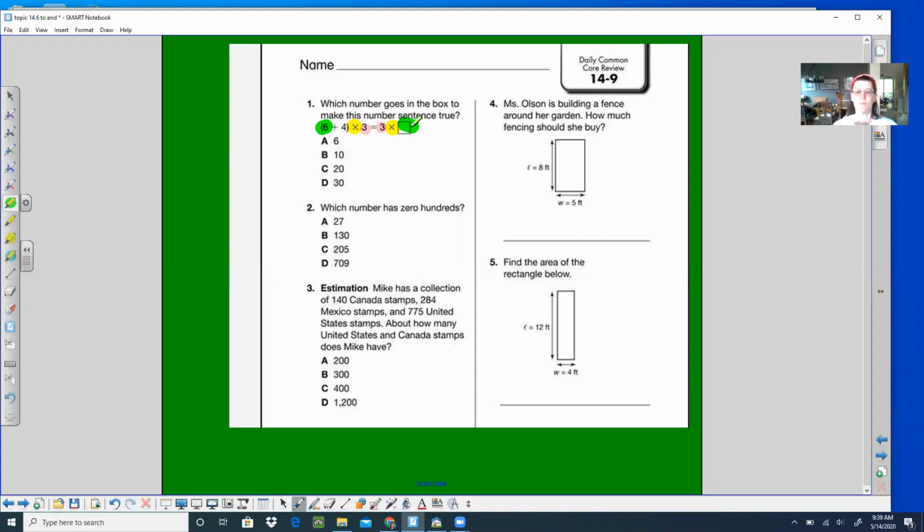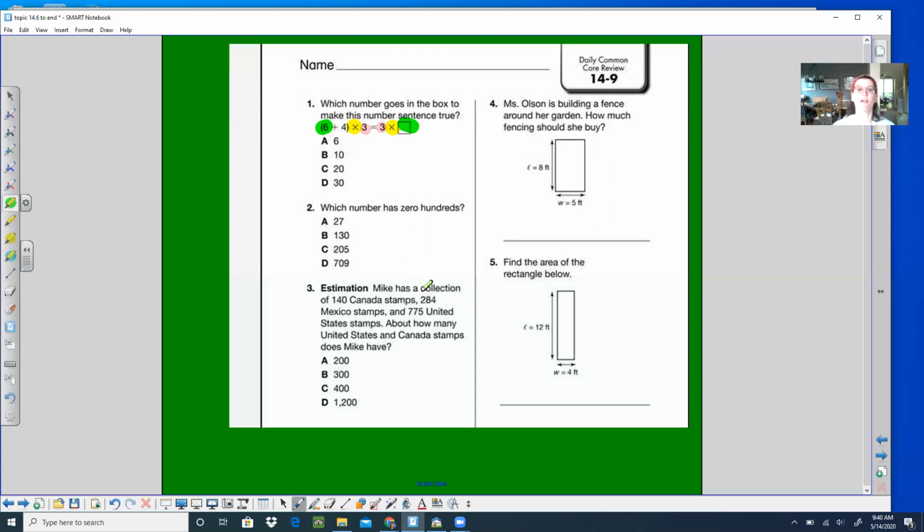Number three, estimation. Remember, estimation means round. Mike has a collection of 140 Canada stamps, 284 Mexico stamps, and 775 United States stamps. About how many US, United States, and Canada stamps does Mike have?